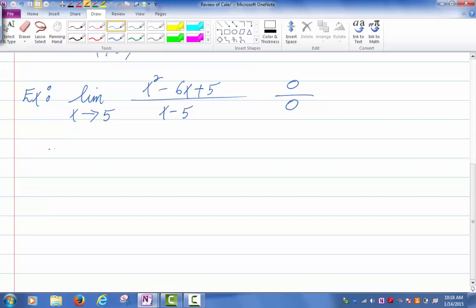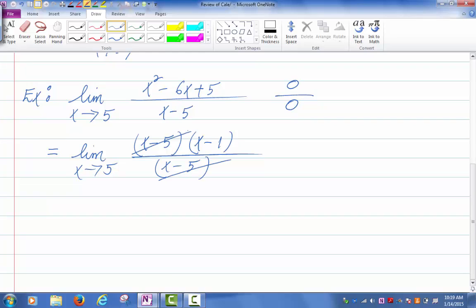Okay, so in this case, because these are polynomials, we can factor them out, right? So as x goes to 5, the numerator can be factored out as what? Very good. So the numerator can be factored out like this, and then we can cancel out x minus 5. And then now if I plug in 5, what do I get? 5 minus 1, which is 4. Is everybody okay?